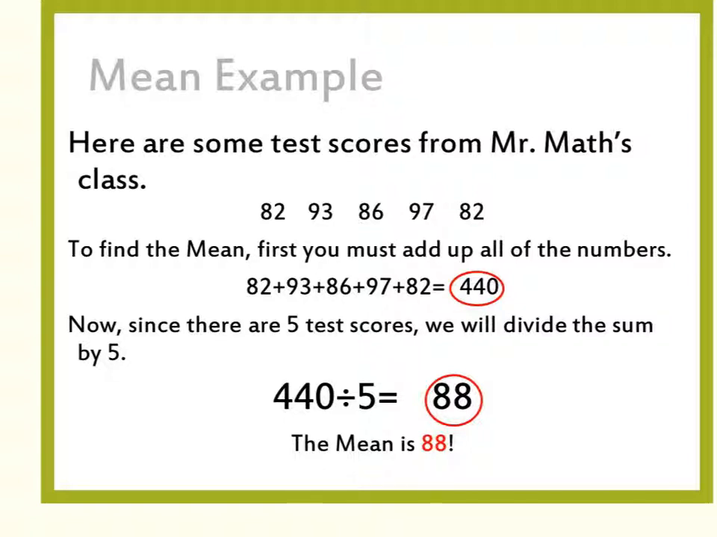Here's an example. Here's some test scores from Mr. Math's class. The students scored 82, 93, 86, 97, and 82. To find the mean, the first thing you do is add up the entire list of numbers, and you get a sum of 440. And since there are 5 test scores, you divide 440 by 5, and you get 88. 88 is the mean. 88 is one way to represent the numbers in the list.